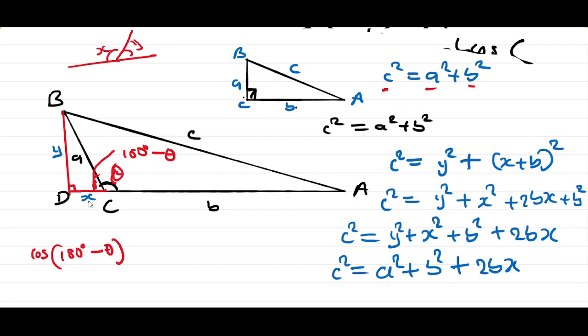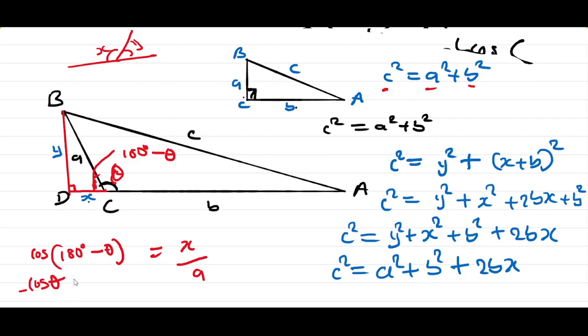So the cosine of this angle is x all over the hypotenuse, because cosine is adjacent over hypotenuse. So x over a. So x, now notice that this is minus cos theta, because cos of 180 minus theta is negative cos theta.